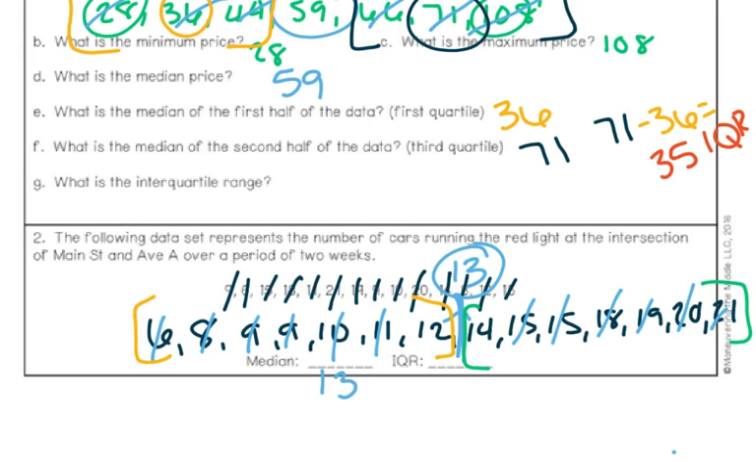Now I want you to pause and find the first quartile, the median of the first half of the data. So the first half of data ranged from 6 to 12, and the median is 9. Now pause and find the third quartile, or the median of the second half. The third quartile was 18. Finally, we find the interquartile range, the difference between the third and the first quartile. So 18 minus 9 gives us an interquartile range of 9.